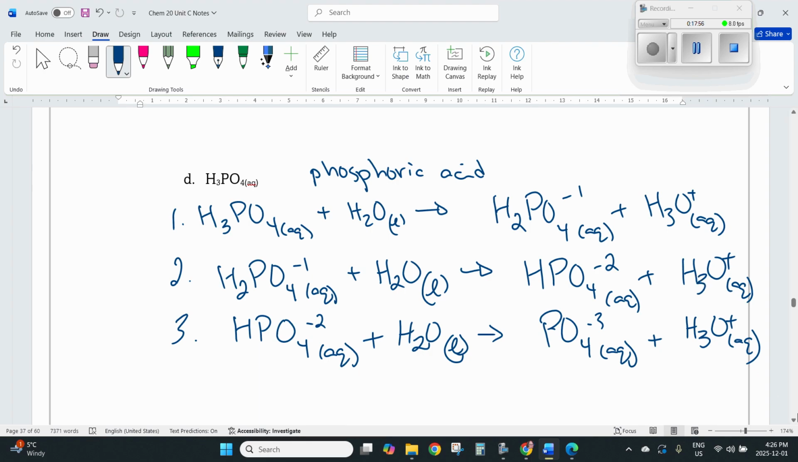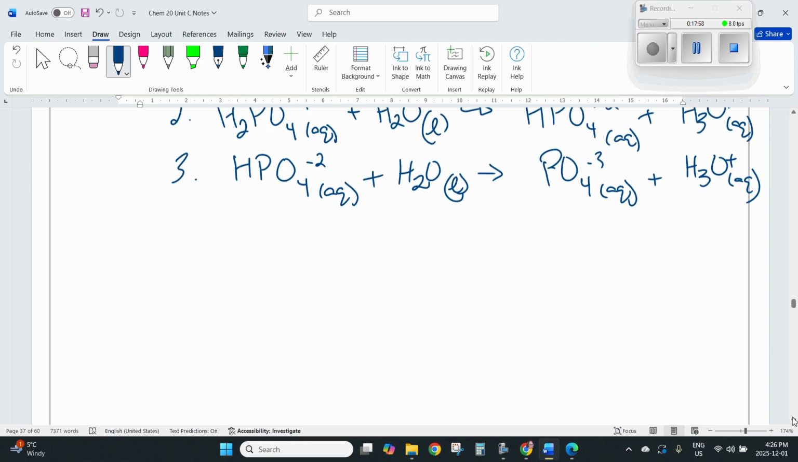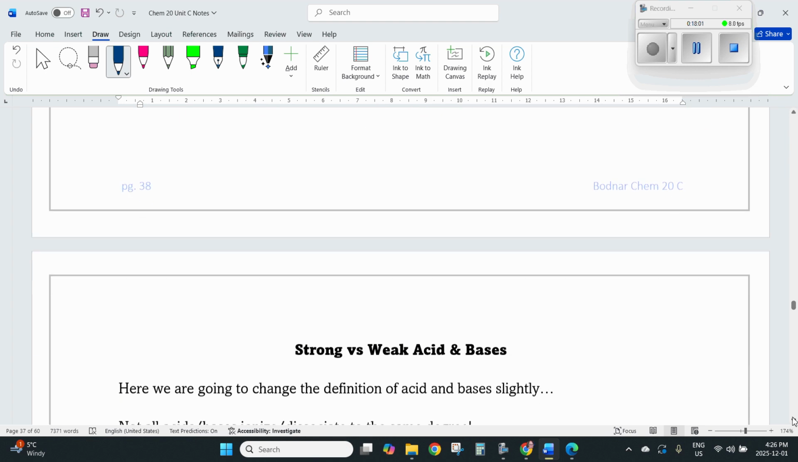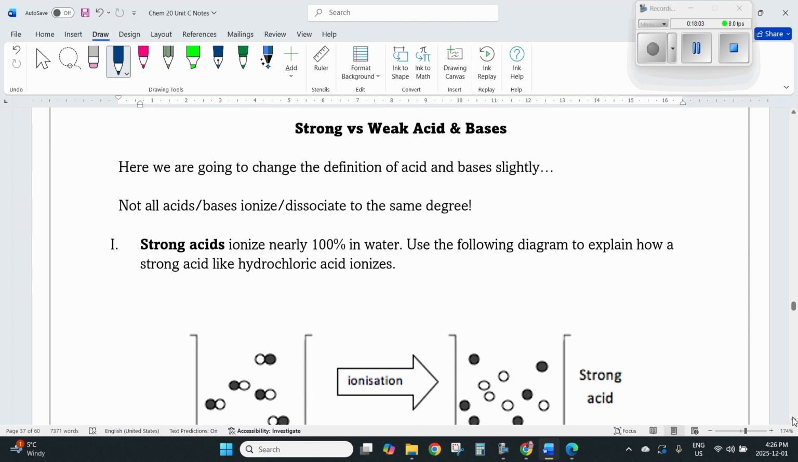So this now leads me to strong acids and strong bases. So I'm going to skip ahead here. Okay, strong versus weak acids and bases. In the notes package, we're going to be doing a little bit of graphing, but not detailed graphing like you would do in physics. Now we're going to change the definition slightly for what acids and bases are, and we build on it every day. So our first one is talking about strong acids.